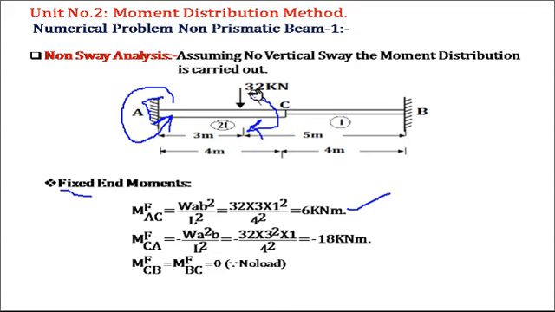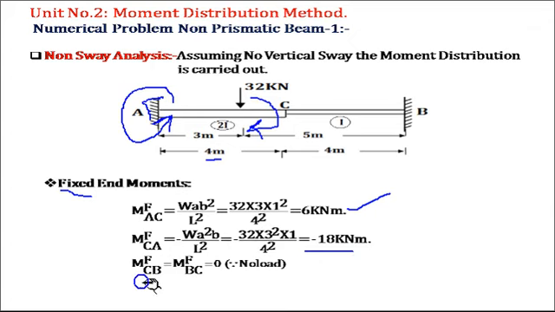Now for fixed moment for a point load not acting at the center, the value of fixed moment for CA will be minus, as the fixed moment is in clockwise direction, minus W A square B upon L square. So the value of W is 32, the value of A is 3, the value of B is 1, and the length of member is 4. So 32 into 3 square into 1 divided by 4 square. So the fixed moment in member CA is minus 18 kilonewton meter.